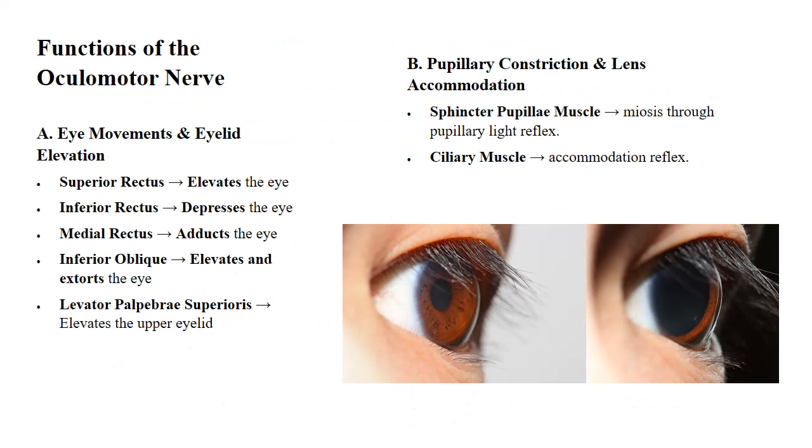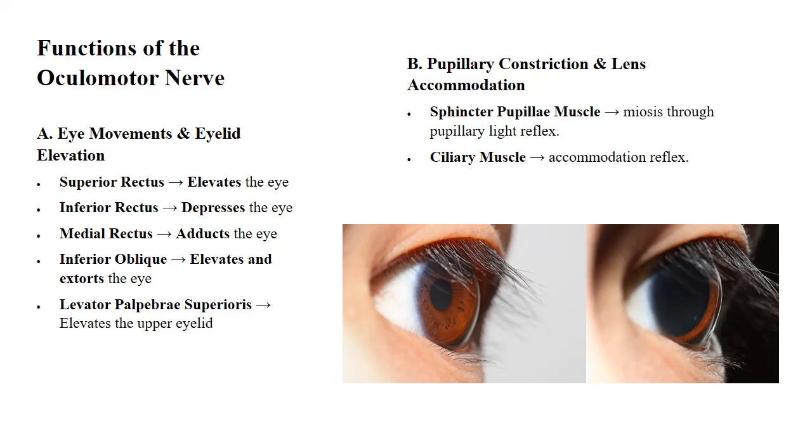Now, functions of the oculomotor nerve. It has somatic motor functions like eye movements and eyelid elevation by innervating the following muscles. Superior rectus elevates the eye to look upward. Inferior rectus depresses the eye to look downward. Medial rectus adducts the eye, that is, it moves the eyeball inward towards the nose. Inferior oblique elevates and extorts the eye, that is, moving the eye upward and outward. Levator palpebrae superioris elevates the upper eyelid, preventing ptosis, which is drooping of the eyelid.